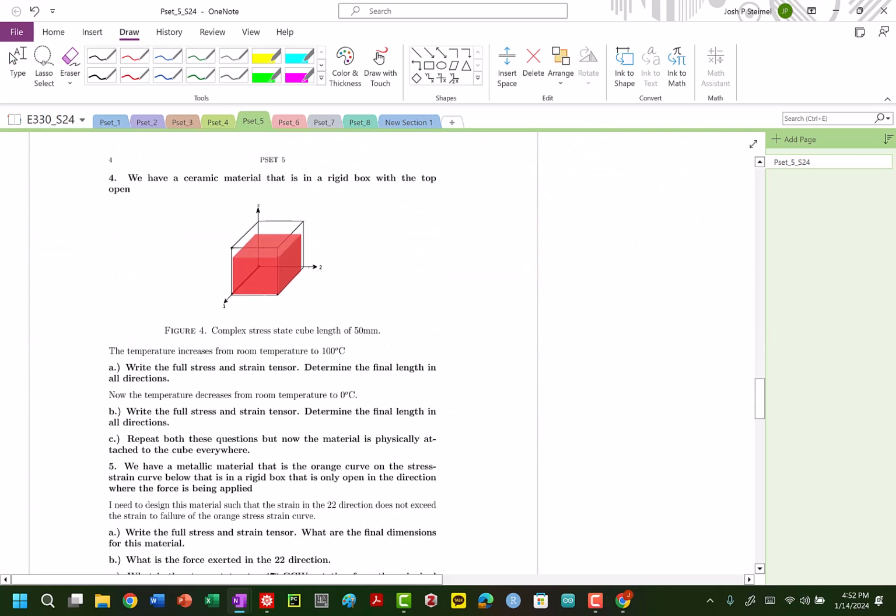All right, ceramic mold. Again, so coordinate system, 1, 2, 3. Ceramic material, so Young's modulus is equal to 300 gigapascals. Nu is equal to 0.2.